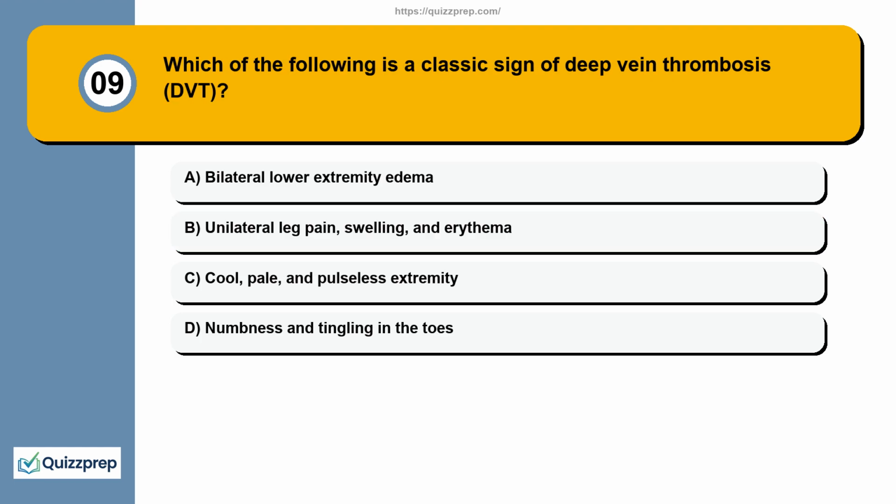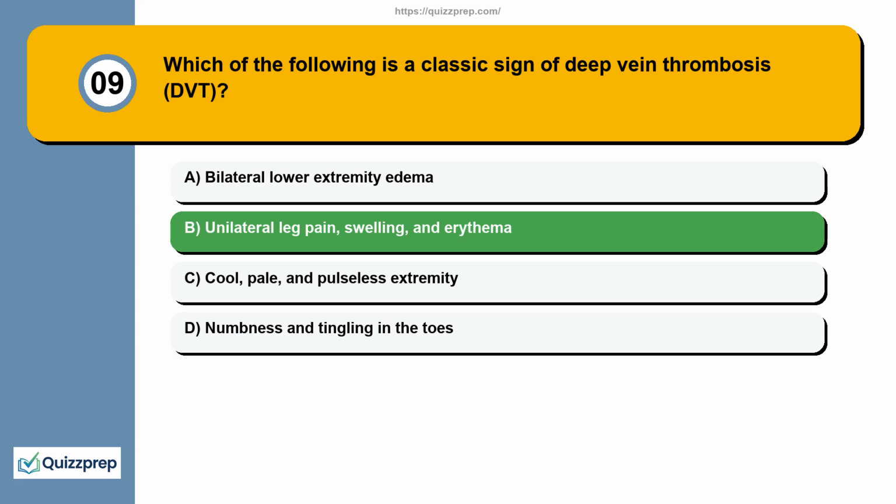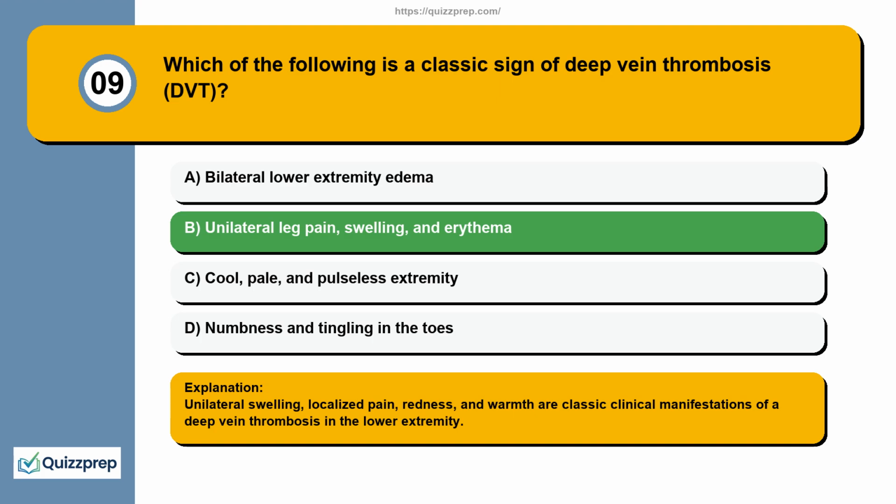Question 9. Which of the following is a classic sign of deep vein thrombosis, DVT? Here are your options. Option A. Bilateral lower extremity edema. Option B. Unilateral leg pain, swelling, and erythema. Option C. Cool, pale, and pulseless extremity. Option D. Numbness and tingling in the toes. The correct answer is option B. Unilateral leg pain, swelling, and erythema. Explanation. Unilateral swelling, localized pain, redness, and warmth are classic clinical manifestations of a deep vein thrombosis in the lower extremity.